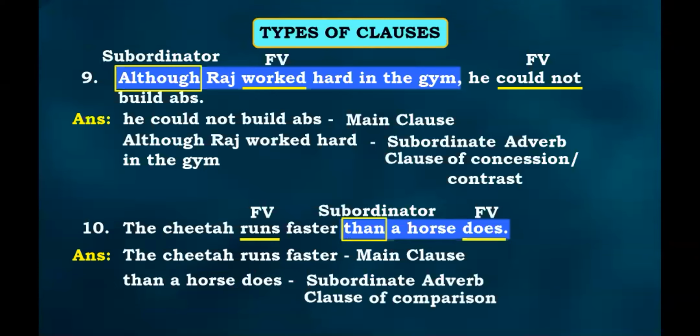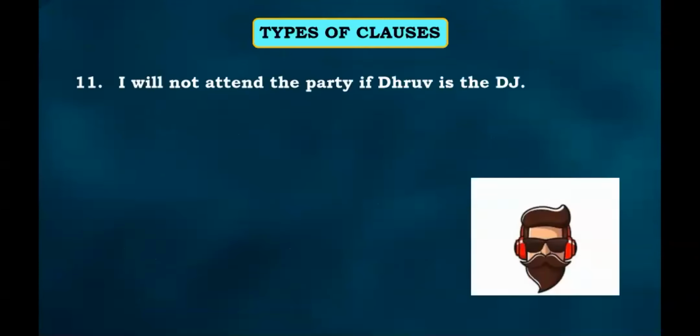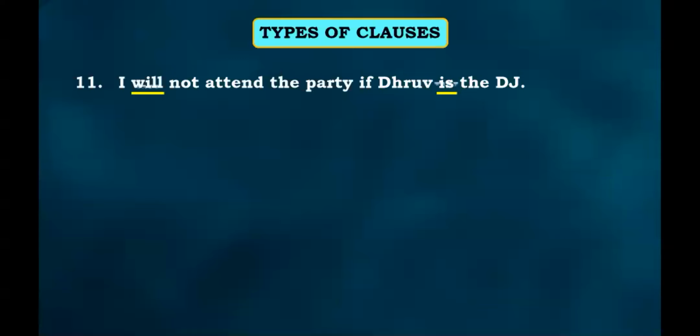Okay. Let's get done with the last one. I will not attend the party if Dhruv is the DJ. Okay. Please pick out the two finite verbs in this sentence. Very good. Will not attend and if. Correct? Will not attend पूरा आएगा. Okay?